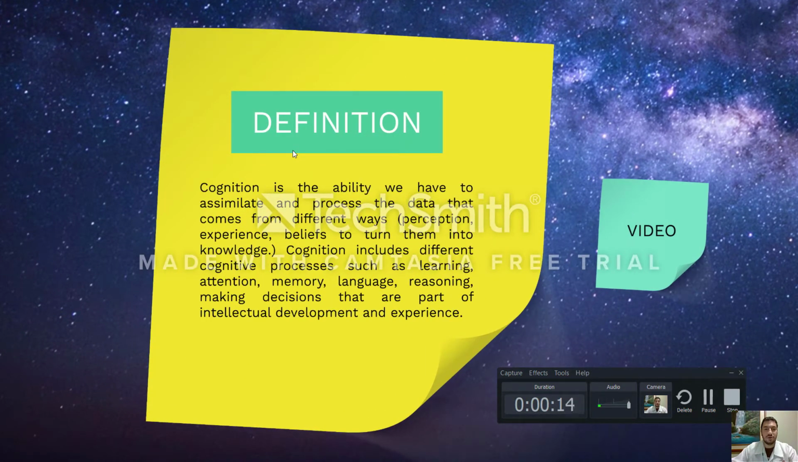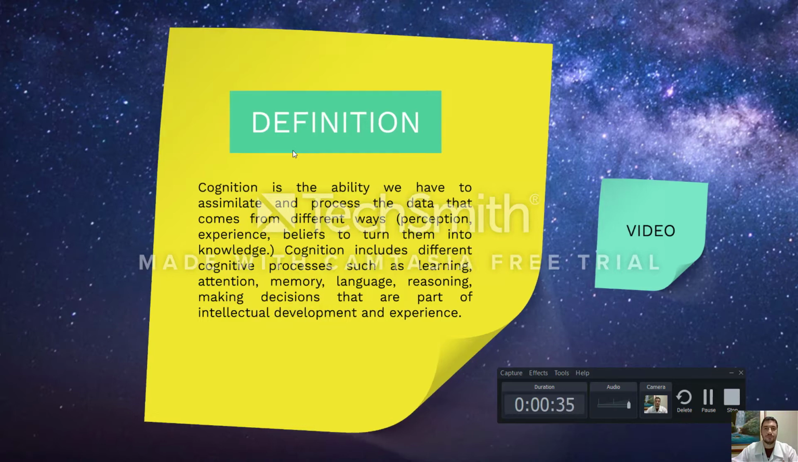Definition: cognition is the ability we have to assign and process the data that comes from different ways. Cognition includes different cognitive processes, such as learning, attention, memory, language, reason, and making decisions that are part of intellectual development and experience.